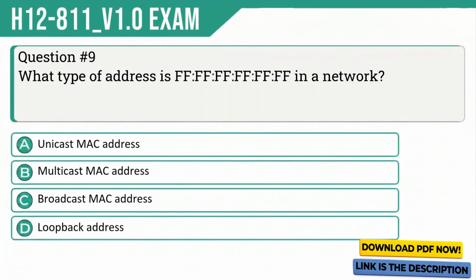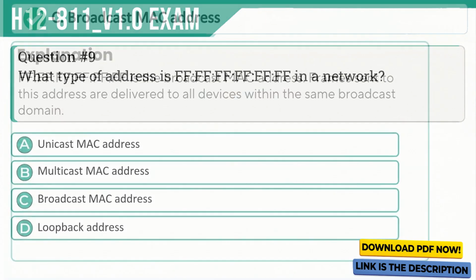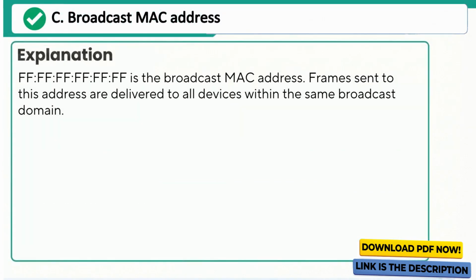Question number 9. What type of address is FF-FF-FF-FF-FF-FF in a network? A. Unicast MAC address. B. Multicast MAC address. C. Broadcast MAC address. D. Loopback address. Correct answer: C. Broadcast MAC address. Explanation.